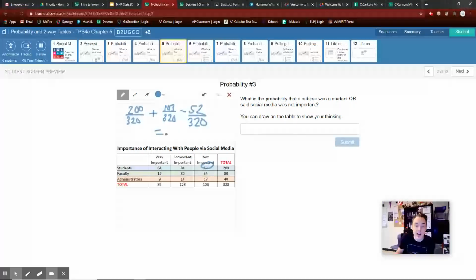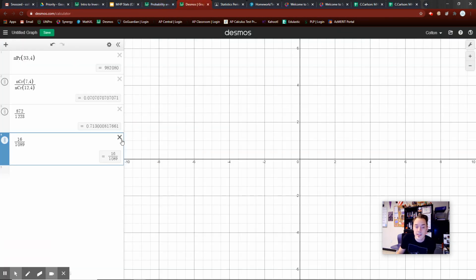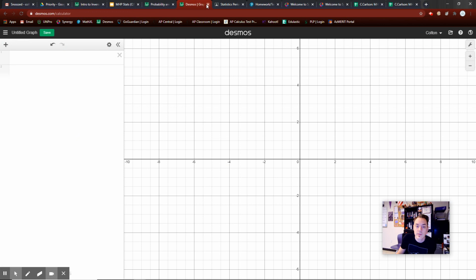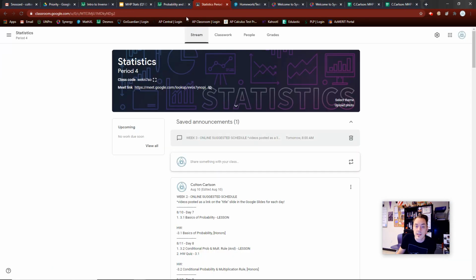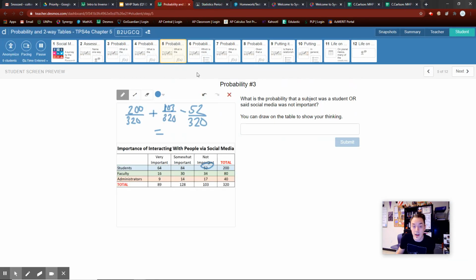Now, of course, you need to simplify this yourself, but that is how you do it. How do I do this? You can literally just plug it on Desmos, on a new sheet of Desmos, just like this, and then you can solve it out that way.